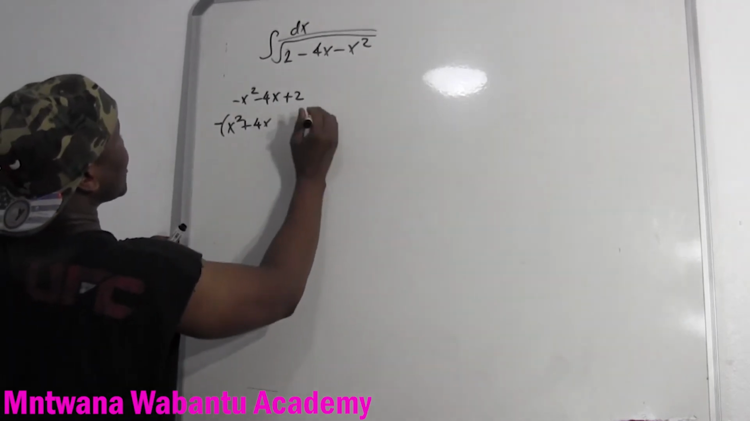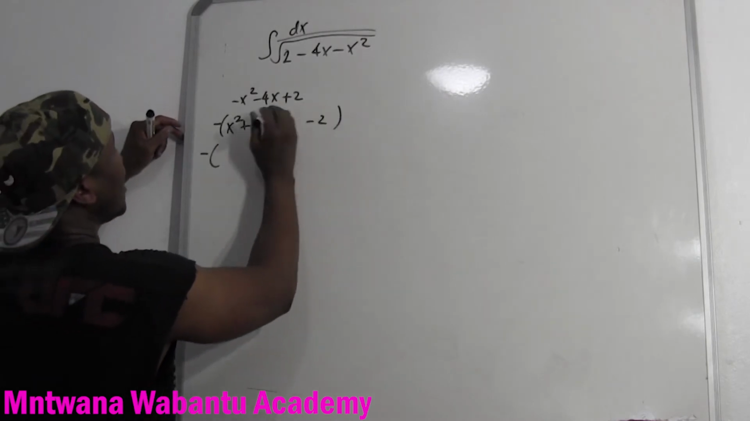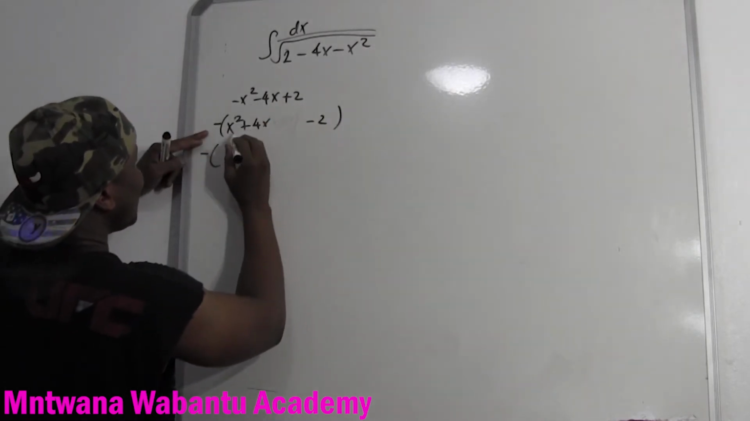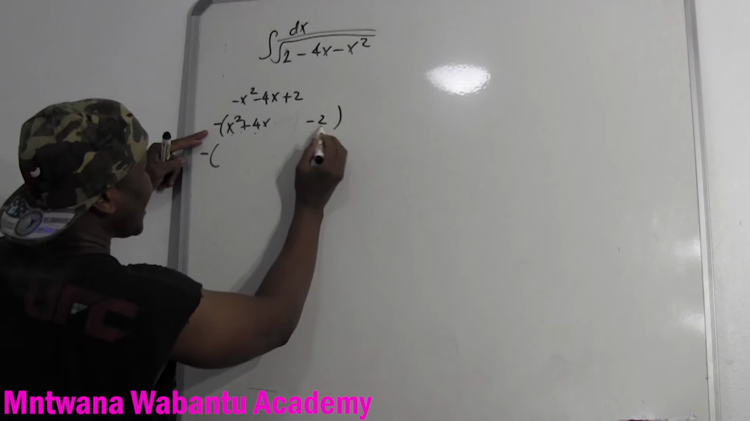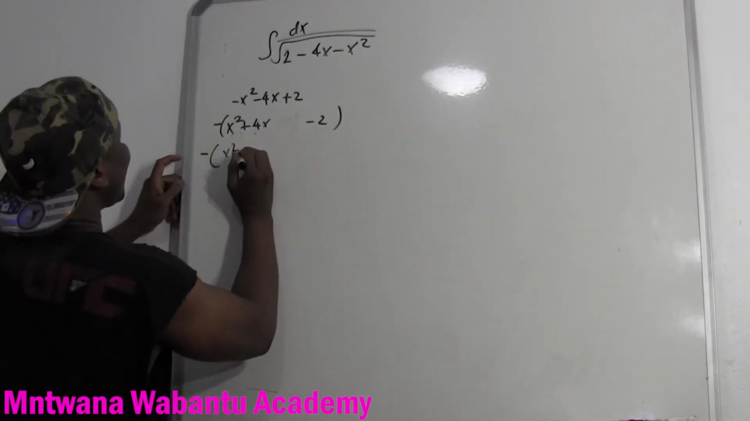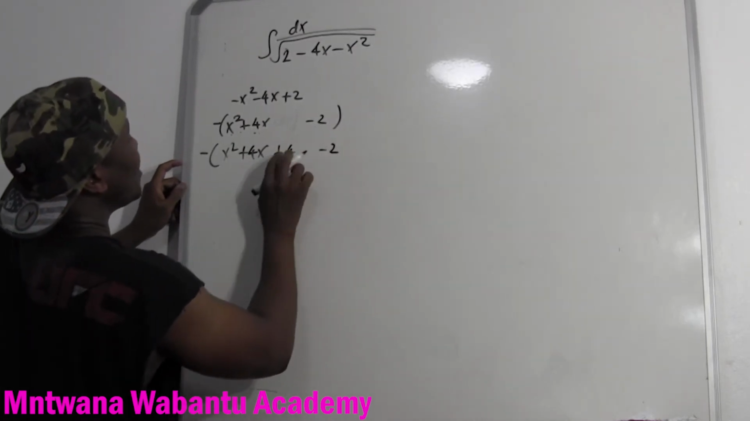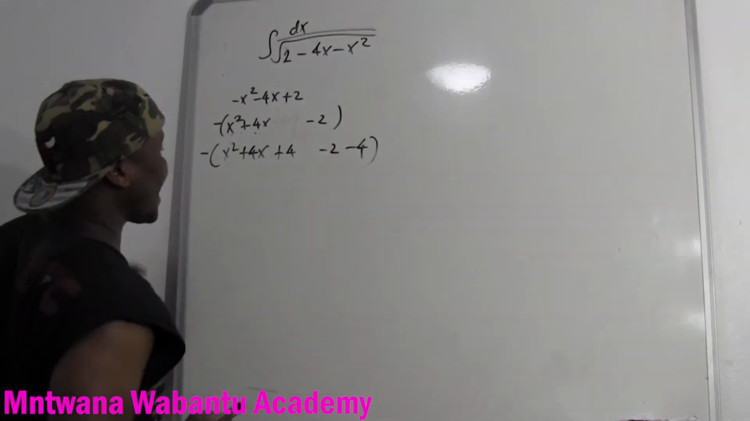I can separate that. So say minus 2, separate here. Because if you take the negative out, this is going to be plus, and this is going to be minus. But I separate because I want to complete the square. X squared plus 4x, and then I take this 4 divided by 2 and then square it, which gives 4, negative 2. But since we add here, we must subtract here, so it's not going to make any difference.